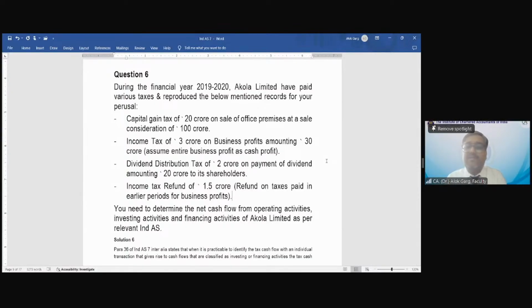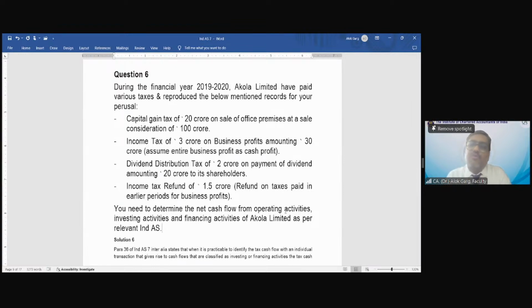There is an income tax refund also, 1.5 crore, and this refund is on taxes paid in the earlier year on the business profit. Right? So friends, this is again your operating activity, correct? Do you have any doubt on these 4 activities, whether it is operating, investing, or financing? No, sir. No, very good. Now the question is asking, you need to determine the net cash flow from operating activity, investing activity, and financing activity of Akola Limited as per relevant Ind AS.